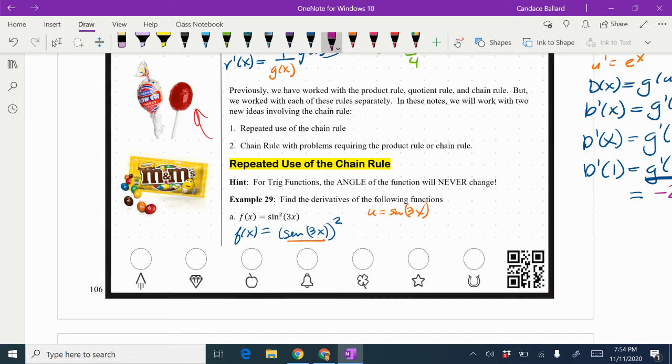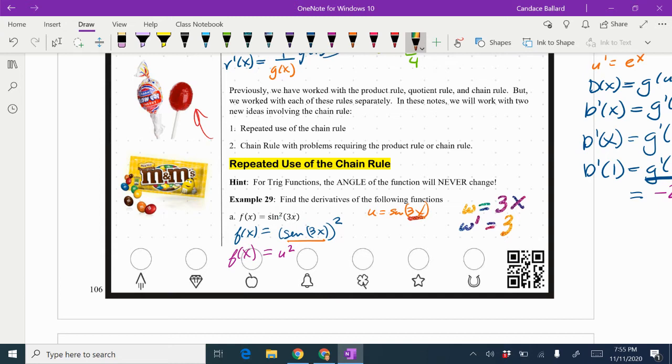And then I know that my original function, if I were to rewrite it, would be f of x equals u squared. Then I have to take the derivative of this orange one here, but I'm noticing, I'll use the rainbow colors, that there's another inner function. Let's call that inner function w. So w equals 3x, meaning that w prime equals 3.